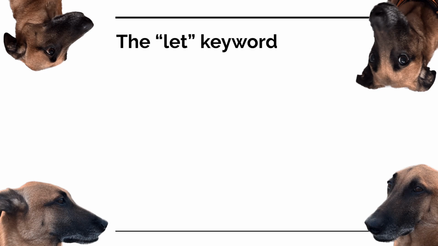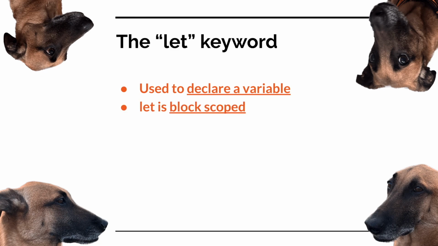So, the let keyword is one of three keywords used to declare a variable. What makes it unique? Well, let is block scoped, which means if it's inside of a block, only that block has access to it. And let is hoisted to the top of the block scope, but it isn't initialized.